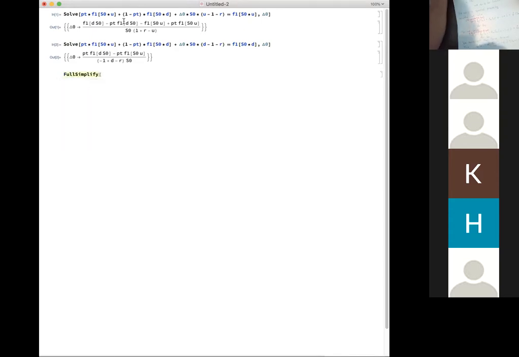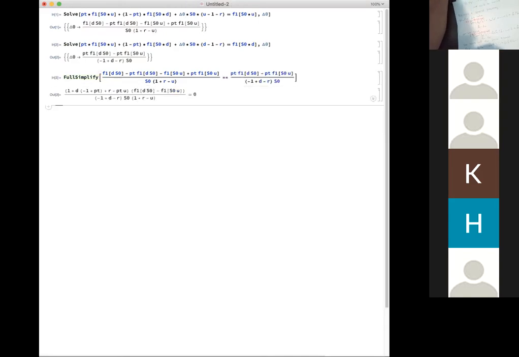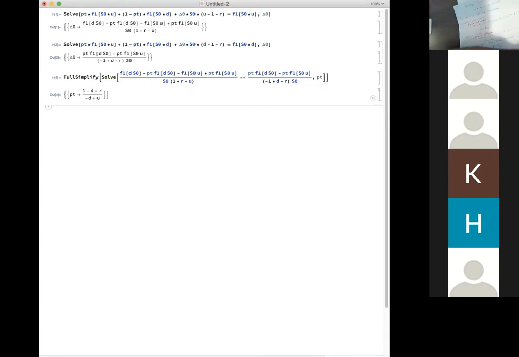So I can say full simplify. Are these two here the same? And it doesn't look like it, right? It doesn't look like this at all. But you see there's a parameter in here, PT. So if I go ahead and I solve and I let PT vary, here comes the miracle, right? If I want this thing to be true, PT has to have that form.